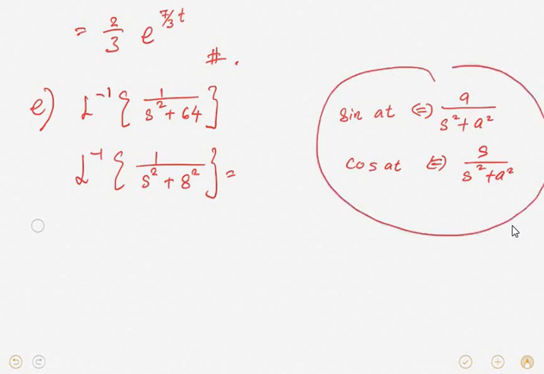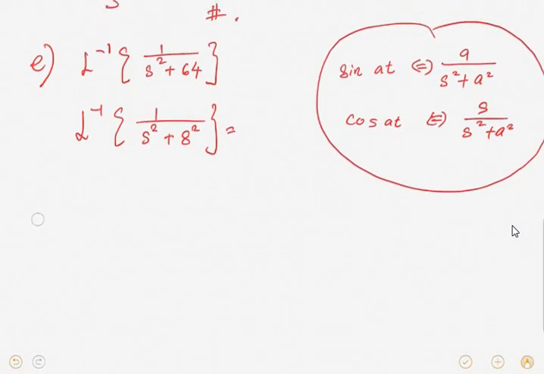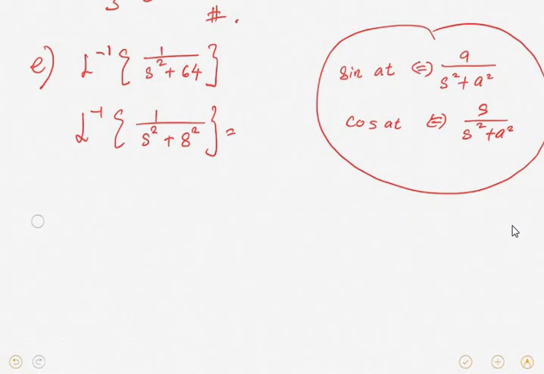Now let's compare this one with the table of transform here. Which one is nearly the same? If you look at the denominator, s squared plus 8 squared. So nearly about, there's cos also can, sin also can.